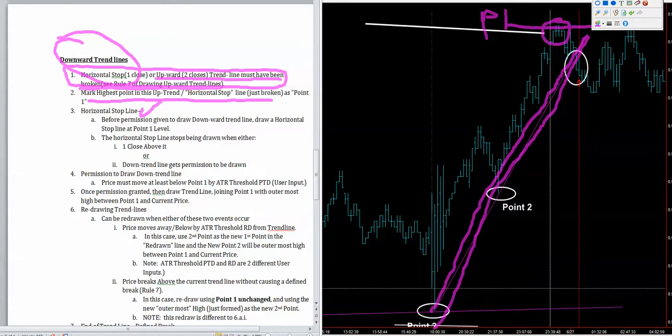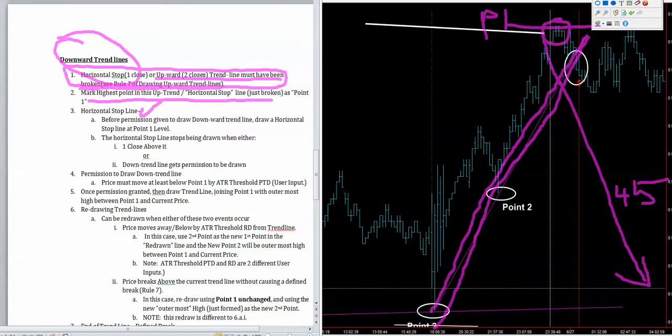Horizontal stop. Permission given to draw downward trend line starts at point 1. Before permission is given to draw a downward trend line, draw a horizontal stop, which is what we've done. The horizontal stop line stops being drawn when either there's a close above it or a downtrend line gets permission to get drawn. For permission for a downtrend line, price action has to go down by 45 pips. So we'll see what happens, but I don't think that gets satisfied.